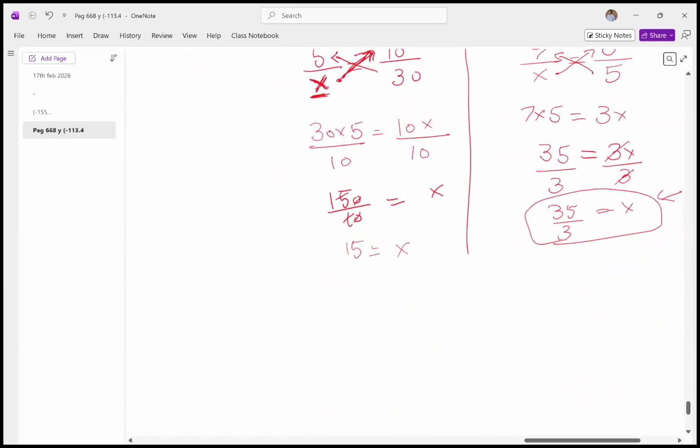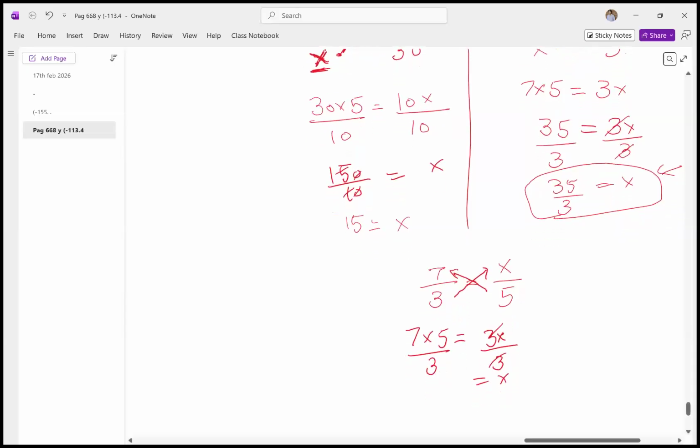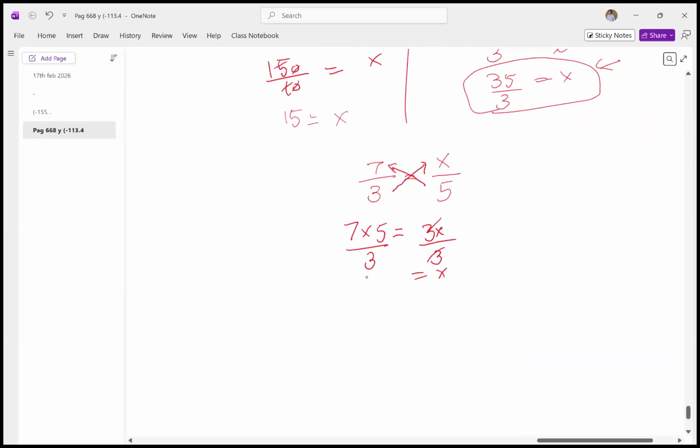I'll give you another question, and you can pause the video and try to solve it. So 7 over 3 equal to x over 5. Pause the video and try to solve this question. In this question, you move it to this side and you move it to this side. So 7 times 5 equals 3 times x, which is 3x. Now dividing both sides by 3, the x value comes out to be 35 over 3. 35 over 3.